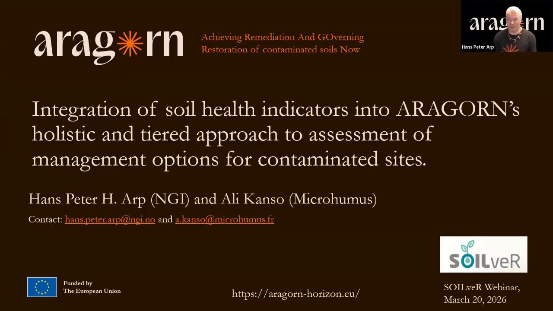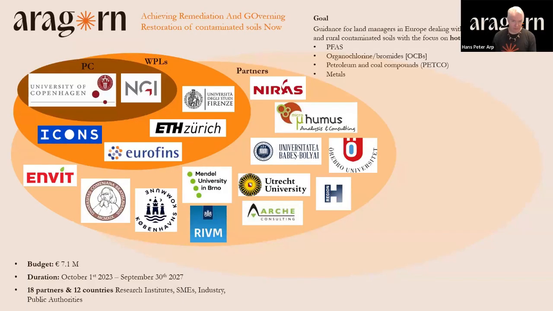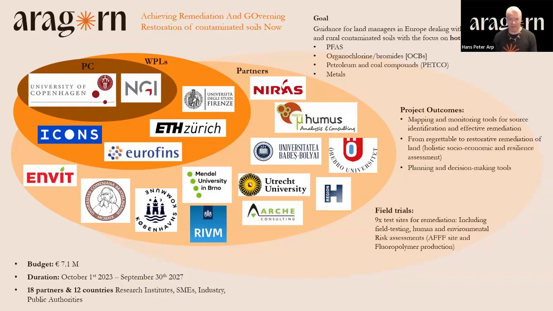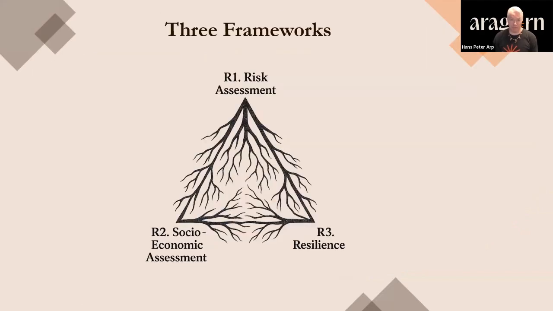Next slide, please. So just to introduce the Aragorn project, we are a sister project of IDAFOS, which just presented. We're funded under the same call. We are 18 partners from 12 countries, and we're focusing on hotspot pollution, particularly sites contaminated with PFAS, organochlorine or bromine compounds such as pesticides, petroleum and coal compounds, and metals.